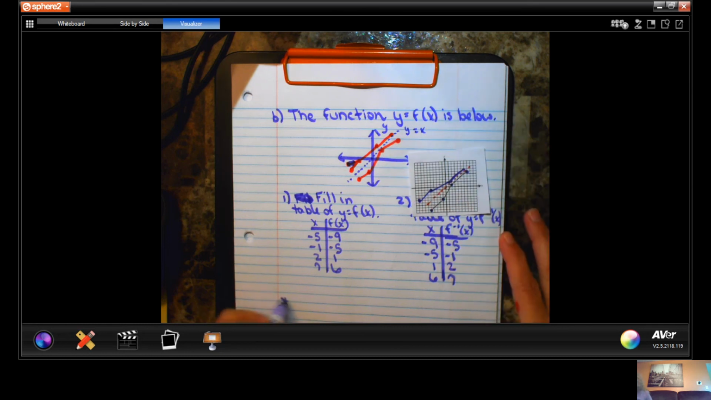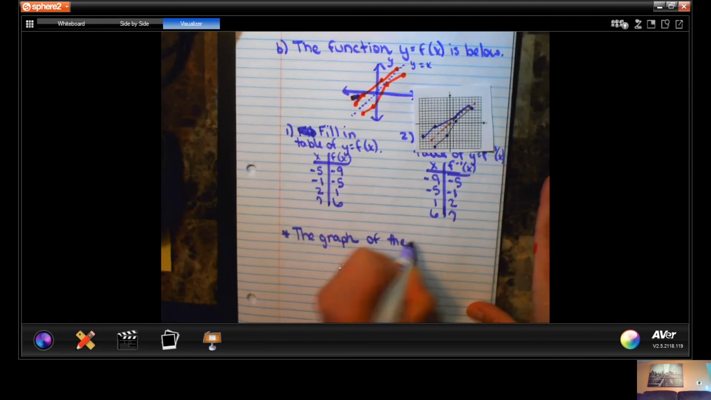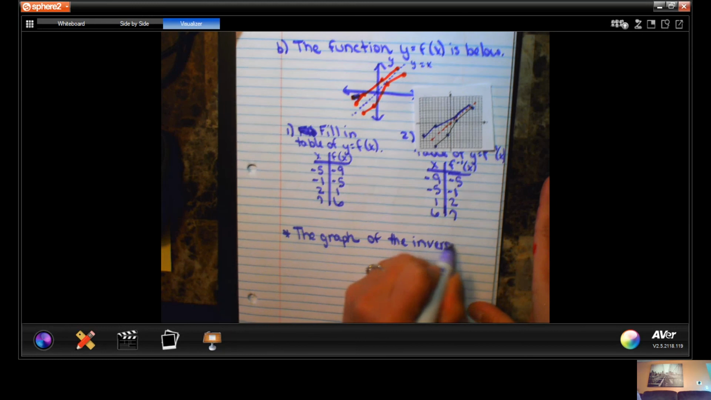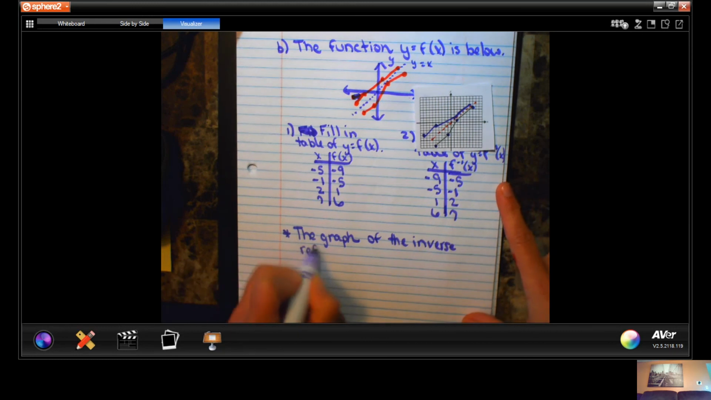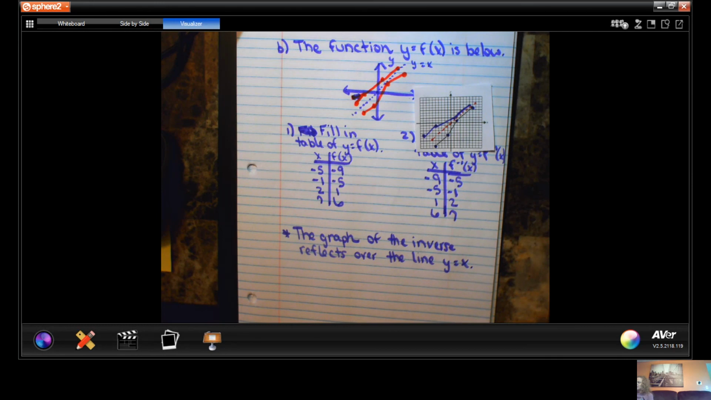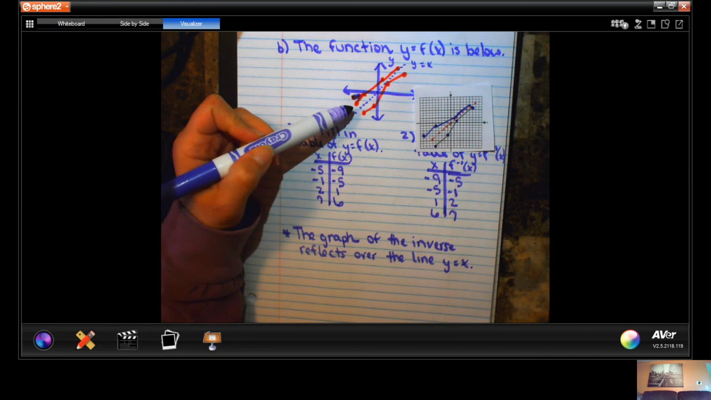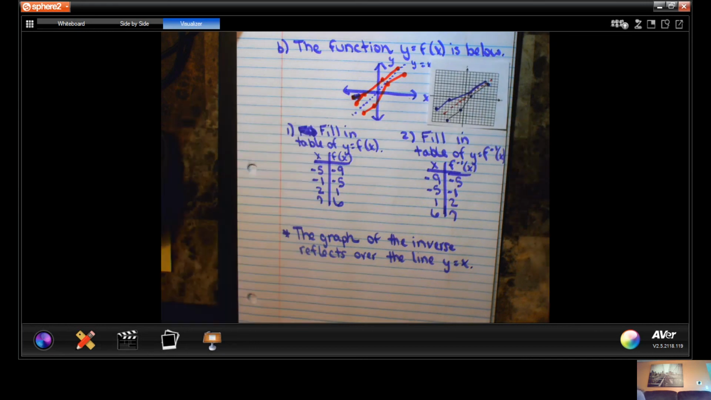So here's an important note. I'm going to give you 2 important notes and then we're done. The graph of the inverse reflects over the line y equals x. So if you're ever graphing the inverse of a function, you should notice that the function, whatever it is, will reflect over the y equals x line.